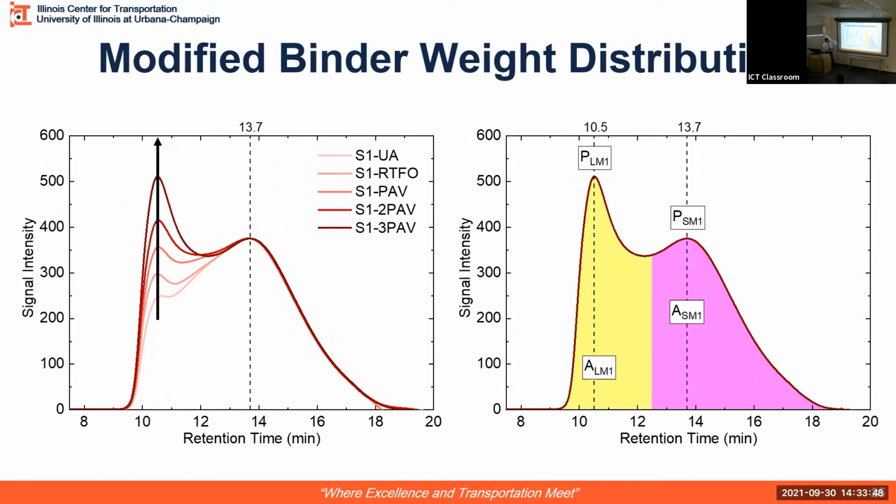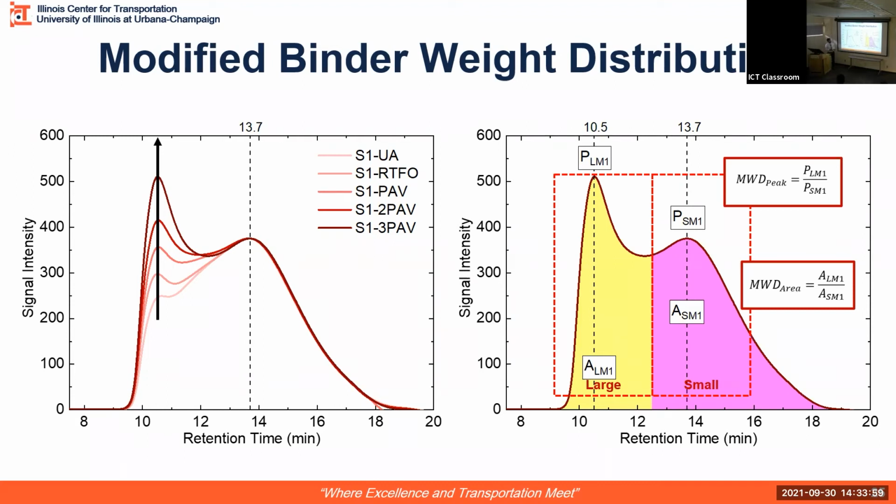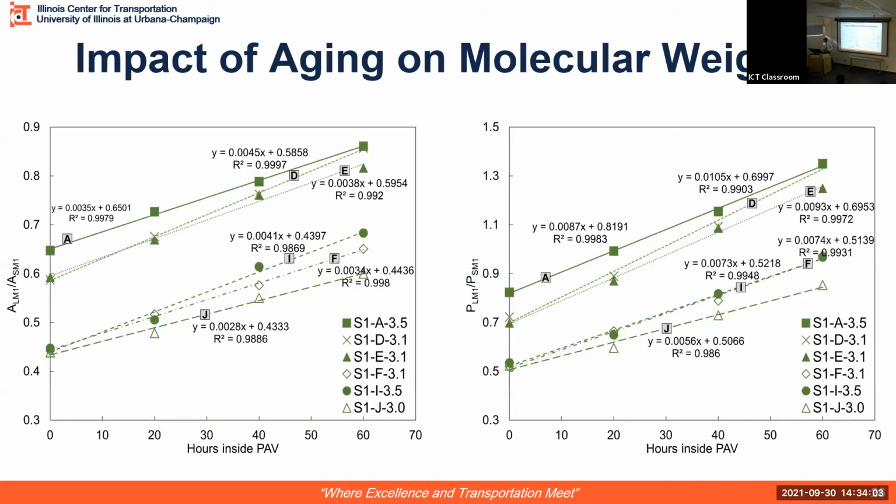So in order to qualitatively evaluate these, we divided these two areas into two parts, one for large, one for small, and then got some parameters like molecular weight distribution peak and area-based parameters. And when we look at them, what we see is that the rate of change with respect to aging for these modifiers is pretty consistent.